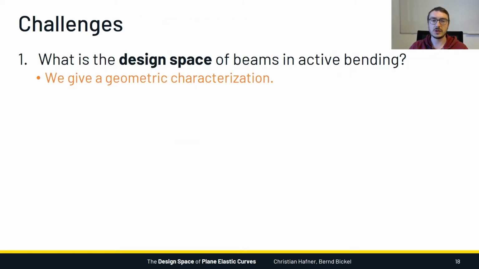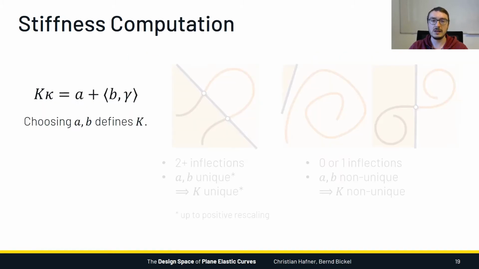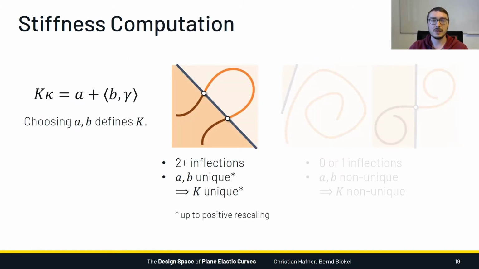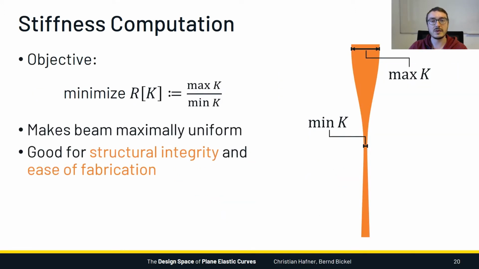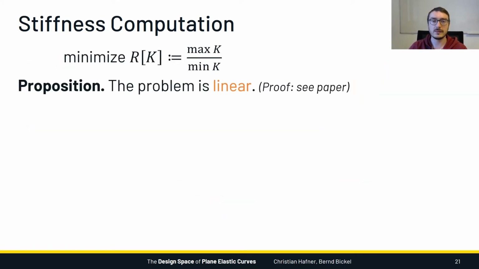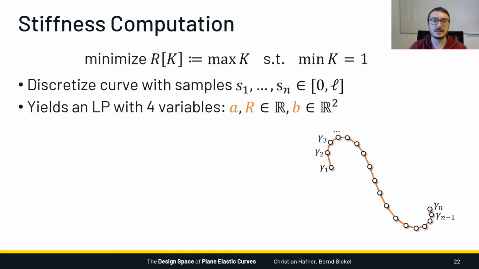And the next natural question is, how can we physically realize a design like this? In other words, how do we determine the stiffness profile that realizes a given curve? And it turns out that a very small linear program with only 4 variables suffices.